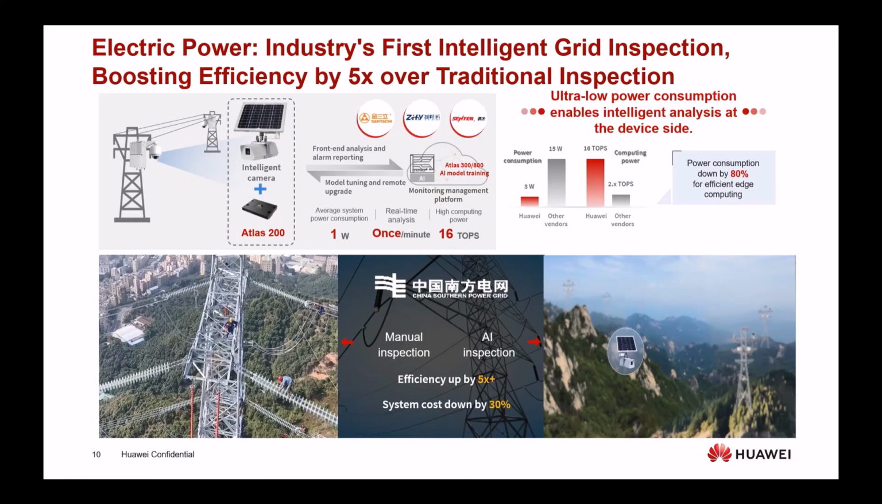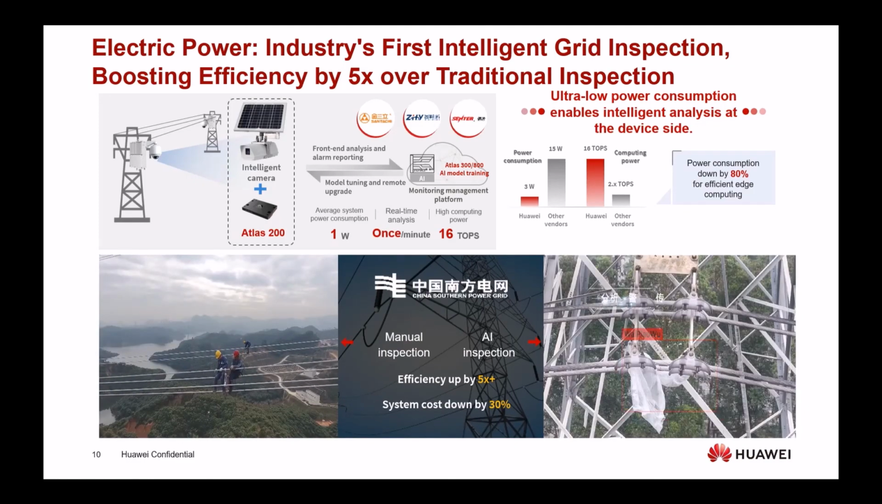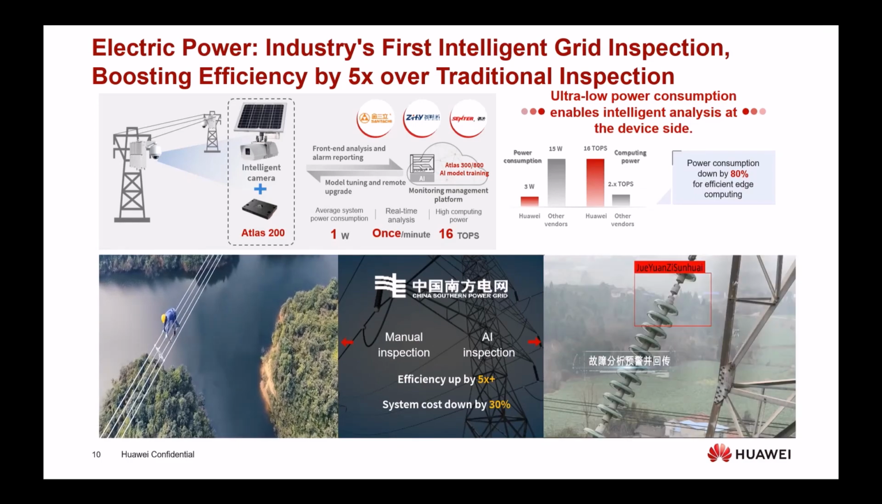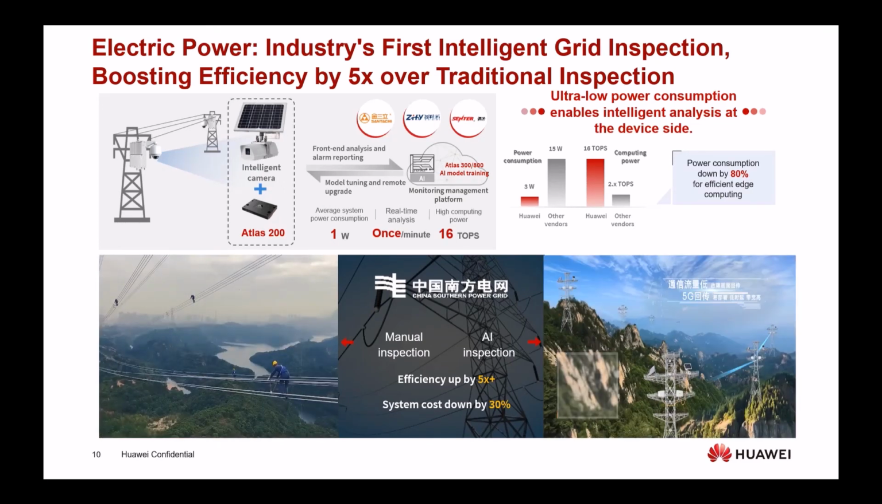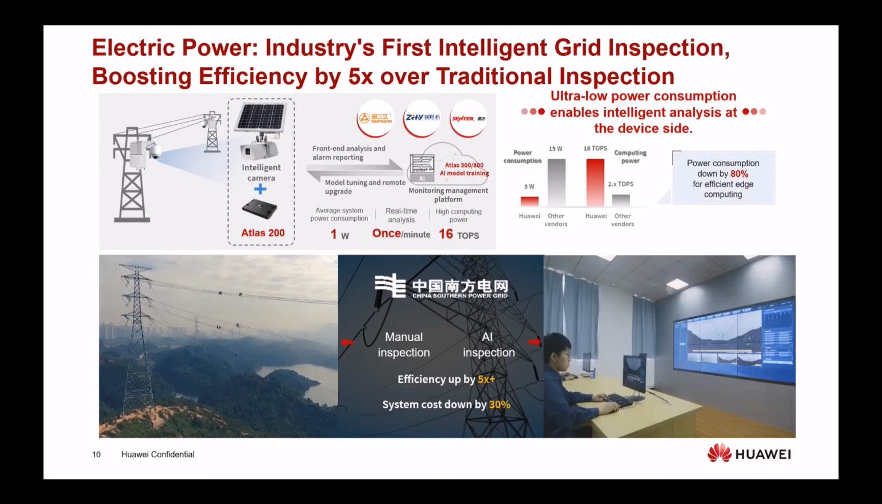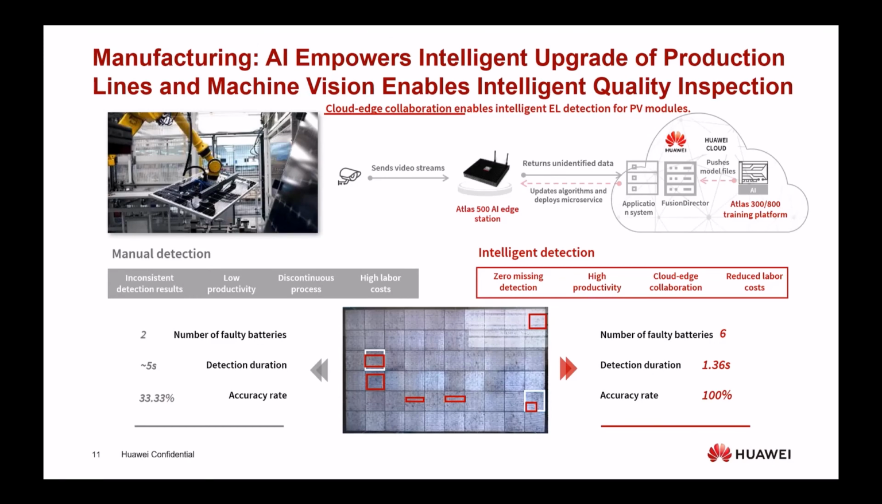The first intelligent grid inspection system combines the power of data training on the cloud and subsequent model deployment on the Atlas Edge device for real-time analysis and alerting. Since the system uses efficient edge computing for local processing, the power consumption reduces by close to 80%. Another example of cloud edge collaboration is for model training and deployment, enabling intelligent quality inspection for solar PV modules in the factory. Comparing manual inspection, which provides only 33% accuracy, versus 100% accuracy rate in a much shorter time duration by using this technology.